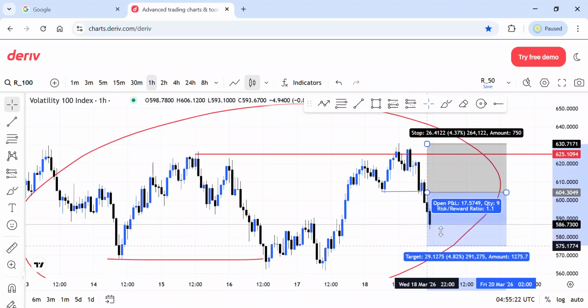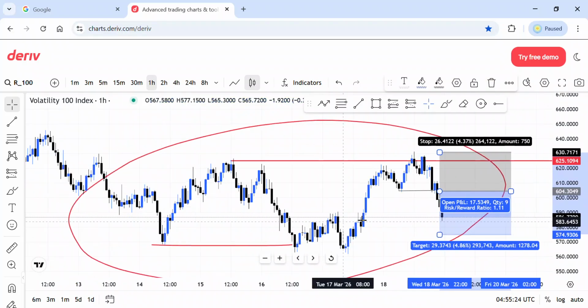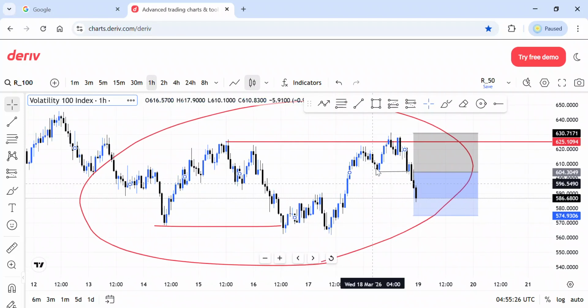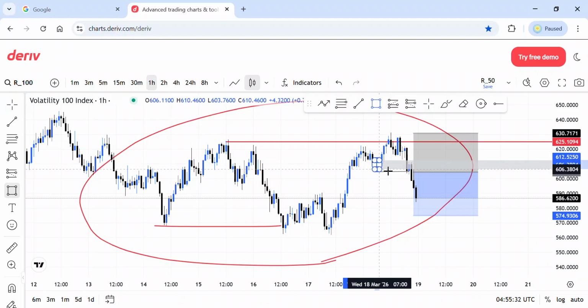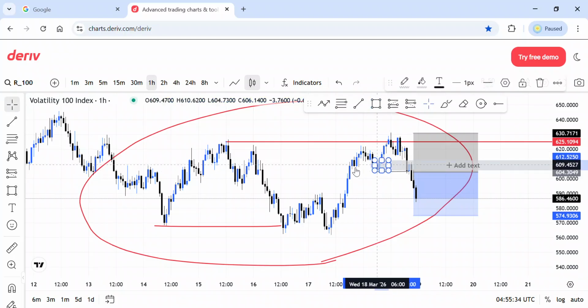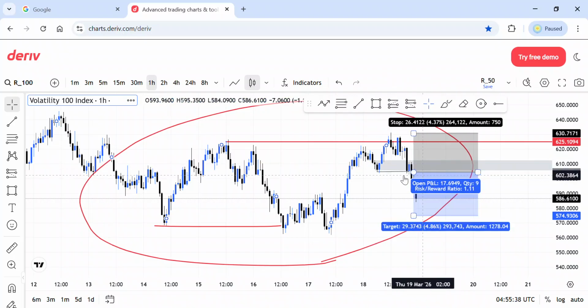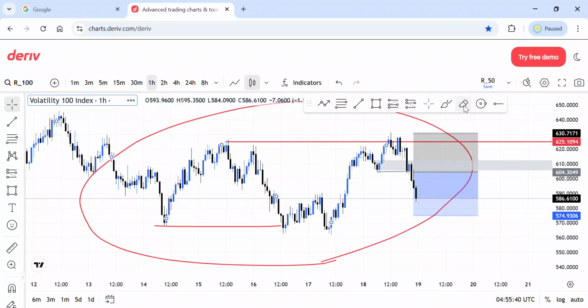If you have actually seen my breaker block strategy, this is a kind of breaker block. This is how breaker blocks work. A failed supply or demand zone is a breaker block. So this demand zone here failed. So that's a breaker block. I think you should be able to go to my YouTube channel, like the videos I've uploaded, and watch how the breaker block strategy works.